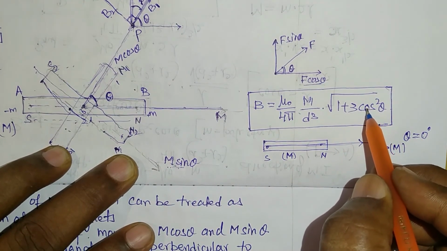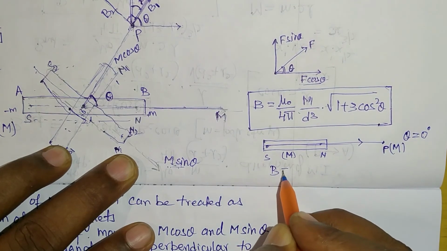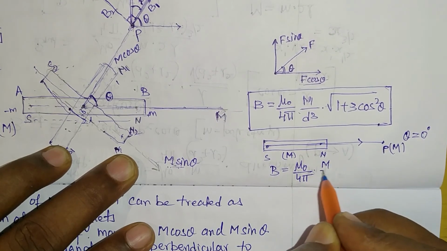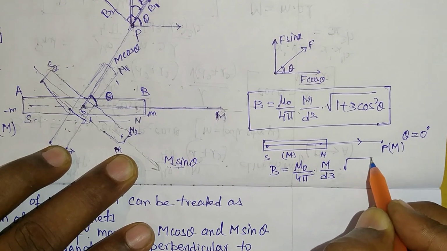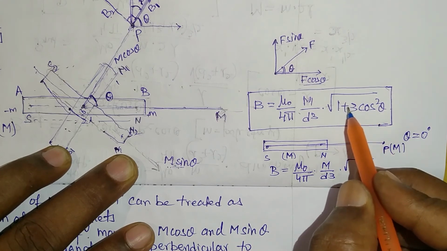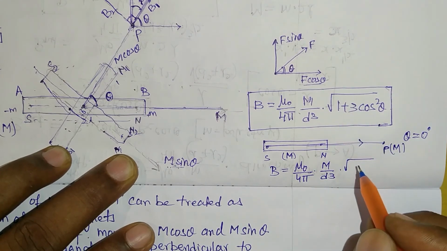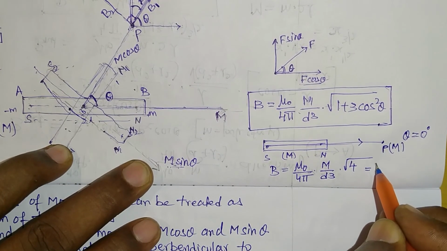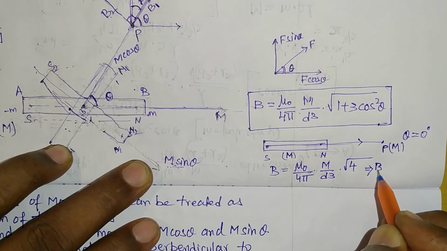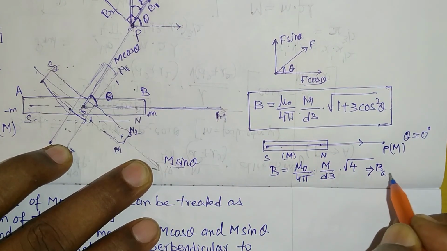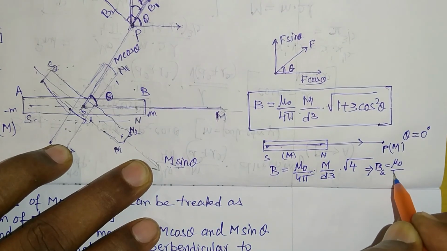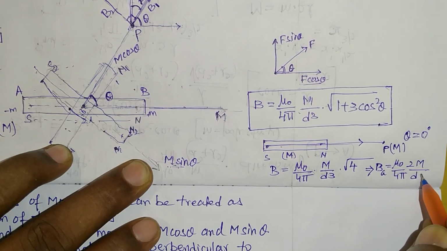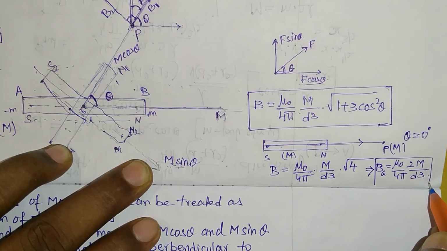So if you substitute theta is equal to 0 degrees in the above equation, what is cos 0? Cos 0 is 1. Therefore, we get B is equal to mu naught by 4 pi into m by d cube under square root of 1 plus 3, so 4. Root 4 is how much? 2. Therefore, the magnetic induction on the axial line of a bar magnet is mu naught by 4 pi 2m by d cube. So we can also derive this formula in this way.